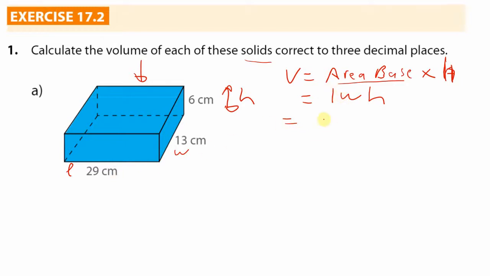So length is 29 centimeters. Width we can replace with the 13 centimeter. And height we can replace with the 6 centimeter. So now it's a matter of using the calculator. So what is 29 times 13 times 6?